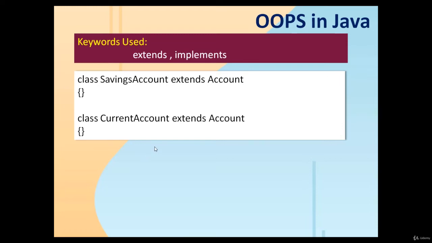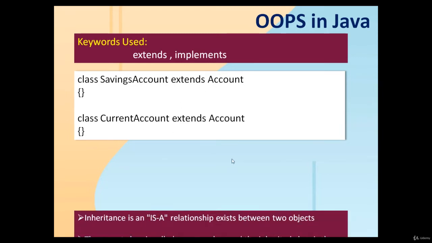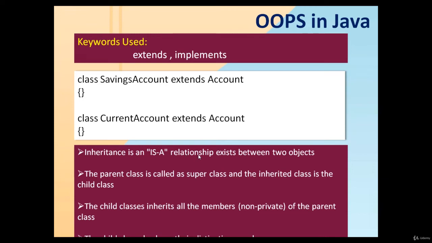So, savings account and current account. A savings account is an account, so it's nothing but an is-a relationship. A savings account is a child of Account, or a savings account is an account. A current account is an account. So an is-a relationship exists between the two objects.